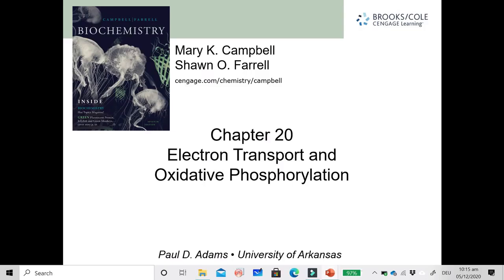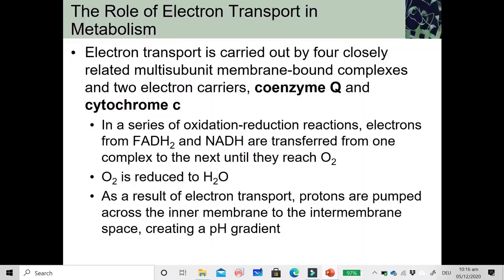Okay. Now, the discussion will primarily be focused on the activity of the electron transport chain as well as that of the synthesis of ATP through oxidative phosphorylation. Alright, now the electron transport is carried out by, as you can see here, 4 closely related multi-subunit membrane-bound complexes and 2 electron carriers, coenzyme Q and cytochrome C.